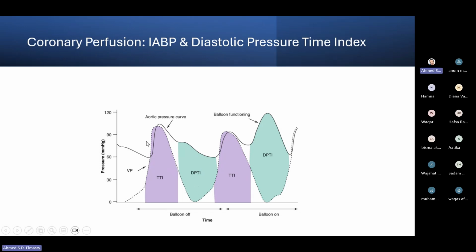This is the unassisted waveform, and here the intra-aortic balloon started working. As you notice here, the intra-aortic balloon started the augmentation during the diastolic phase, which is called diastolic augmentation. If you check the area under the curve here, it's much higher than the area under the curve here, which means that there is an increase of the area under the curve, it will lead to an increase of the coronary perfusion to this patient.